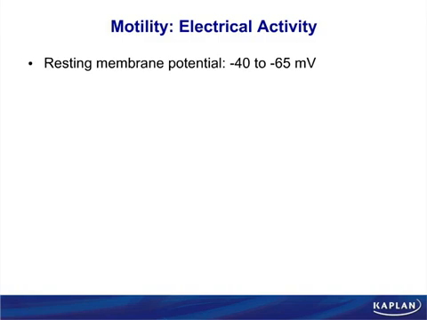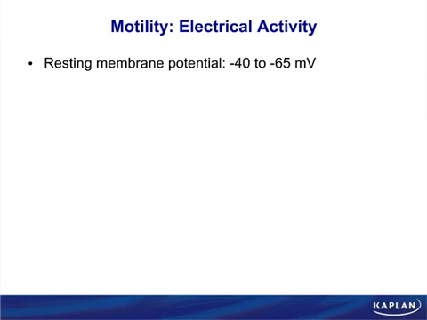This is one of those things I don't think people think through enough. The more positive it is, the easier it is to depolarize. When the resting membrane potential is minus 40, it depolarizes much easier than if it was minus 80. The more positive the resting membrane potential, the easier it is to depolarize.